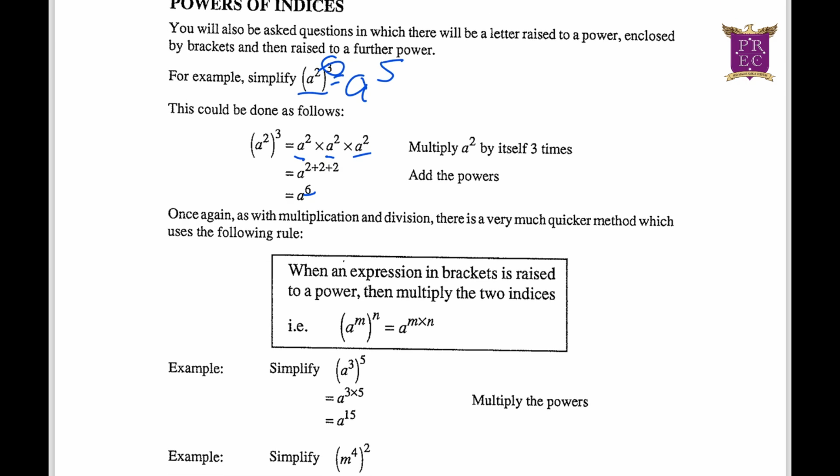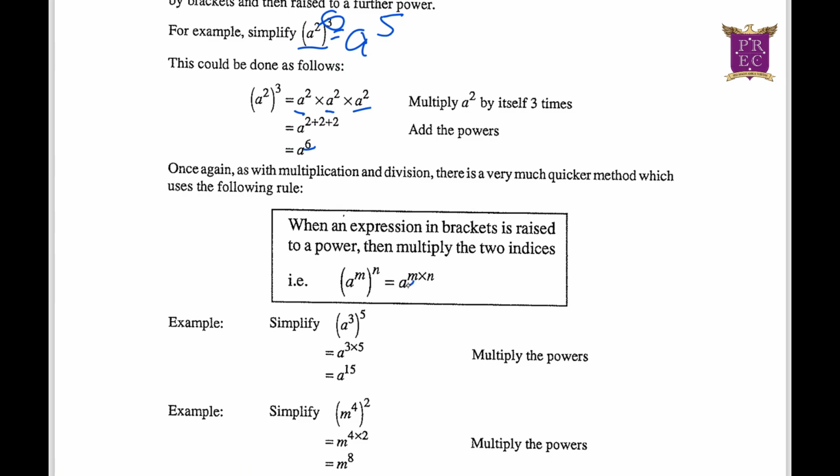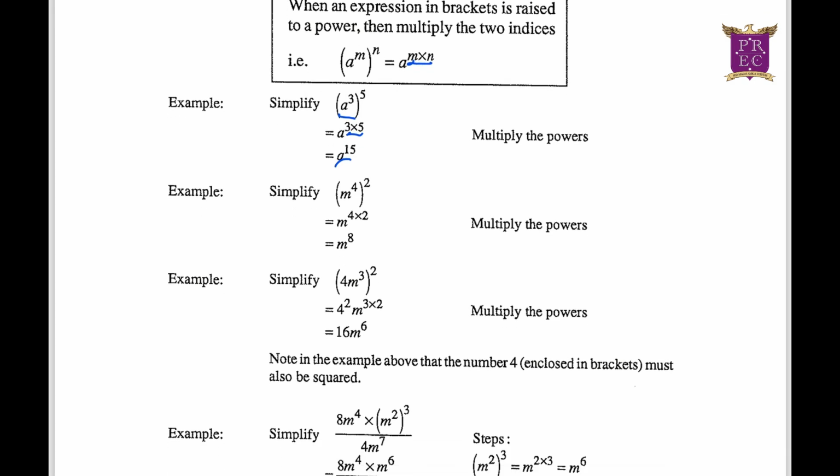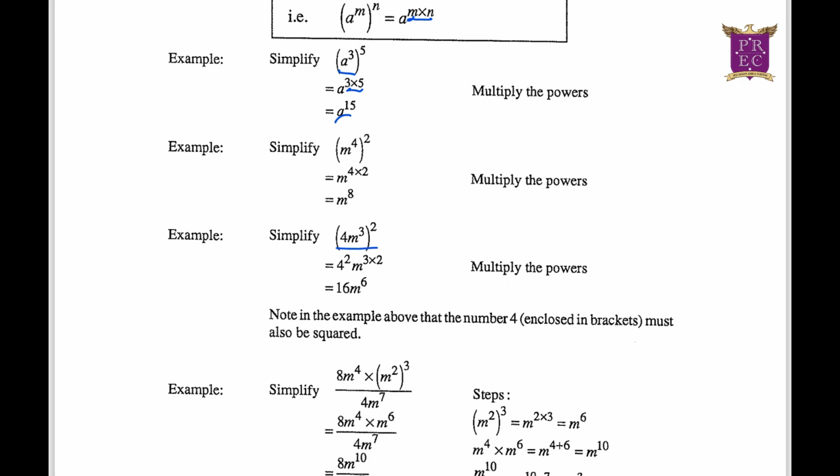When we're working with brackets, we actually multiply our indices together. Looking at this example, we have a cubed to the power of 5. So we just multiply the 3 and the 5 together, giving us a to the power of 15. Looking at this example, as you can see, they've multiplied the 3 and the 2 together, giving us m to the power of 6. But what they've also done is they've squared the 4. So we have 4 to the power of 2 as well, giving us a final answer of 16m to the power of 6.